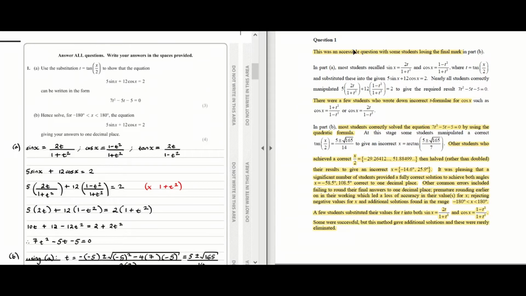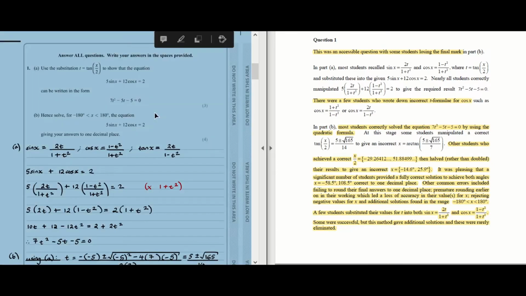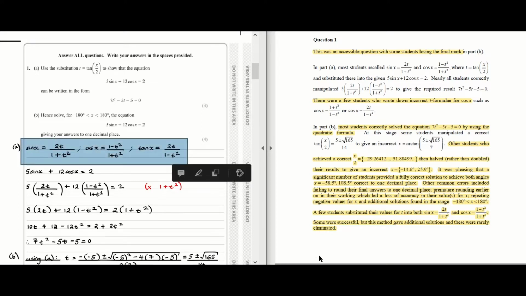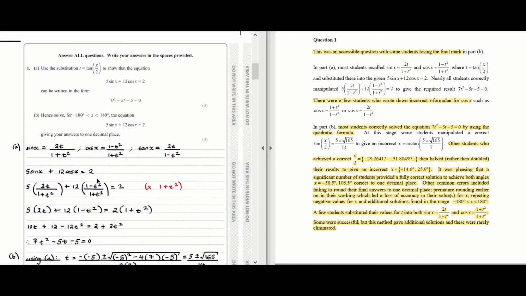Of question 1, this was an accessible question with some students losing the final mark. For part A, we had to use the substitution t equals tan of x upon 2 to show that this equation here can be rewritten as this over here. This question was answered quite well, but there were some mistakes in the actual formula for sine and cosine involving t, but overall this question was well done.